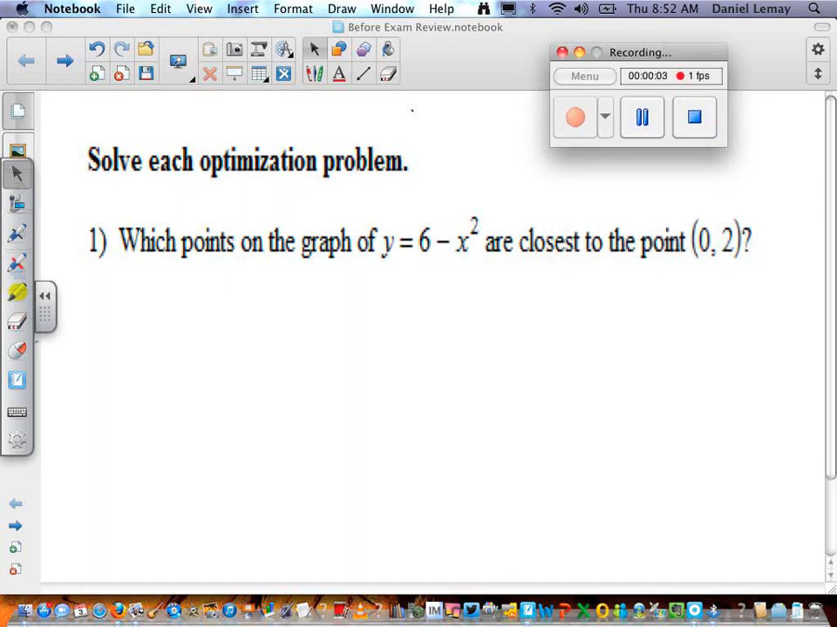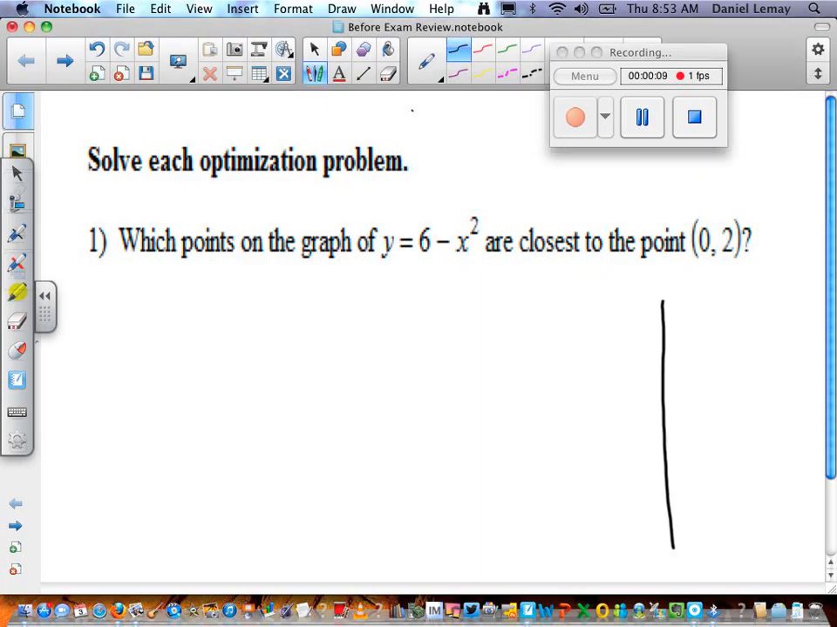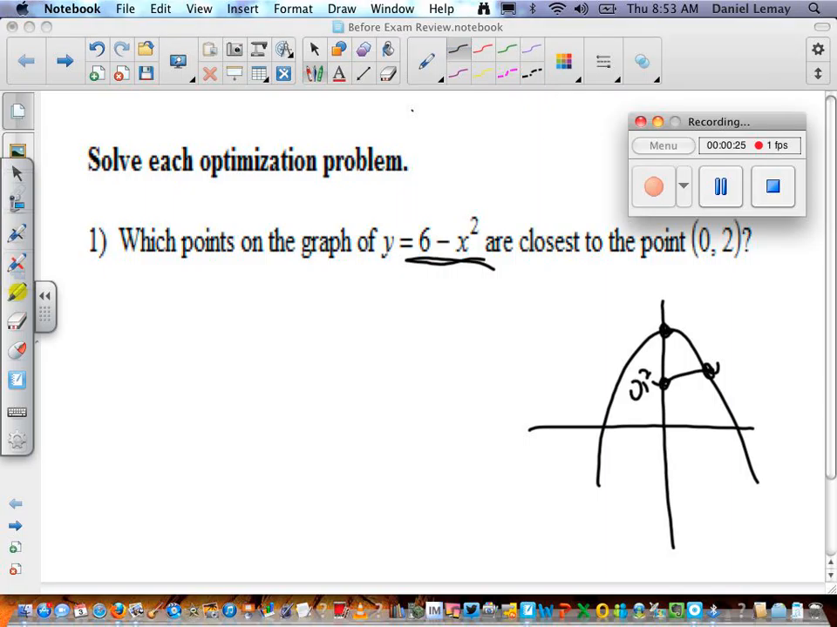Recording. Hi. We're going to find out how close a point on this graph, that graph there, comes to the point (0, 2). I'm going to use the distance formula. Piece of cake.